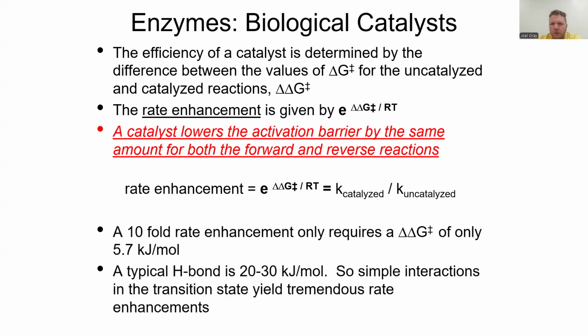Now, these are all sorts of things that we talked about a little bit with respect to the tenfold rate enhancement. It only requires a change of the free energy of that transition state in order for this to become 10 times easier. So for that reaction to become 10 times easier, more favorable, we need a change in free energy of approximately 5.7 kilojoules per mole.